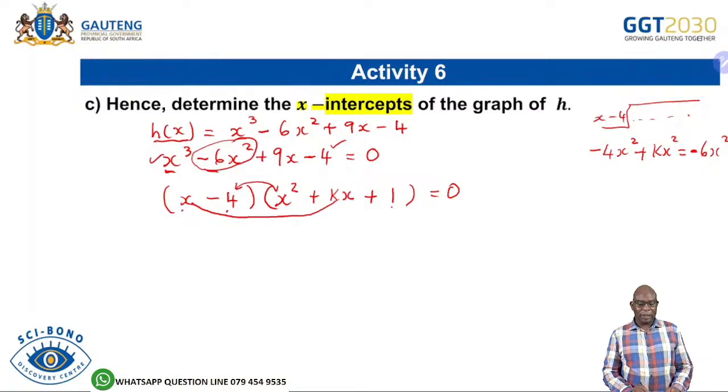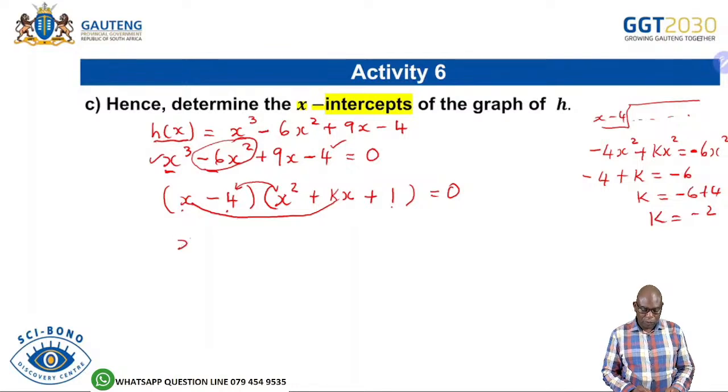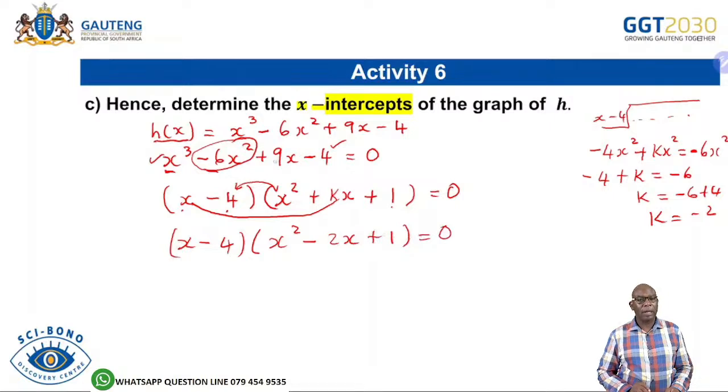I'm only interested in the negative 6x squared, not the 9x. I know I'll get the 9x anyway. So here I can just remove the square, so I have minus 4 plus k equals negative 6. I get a value of k that is negative 6 plus 4, and k will be negative 2. So my equation will be x minus 4 and x squared minus 2x plus 1 equals 0. If you multiply this, the 9x will come out.